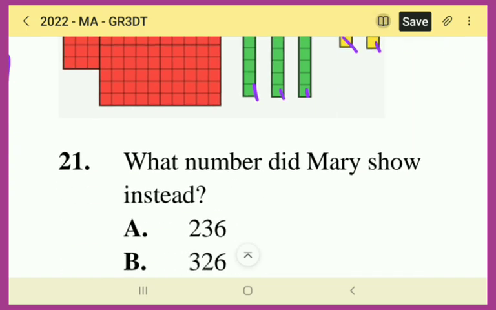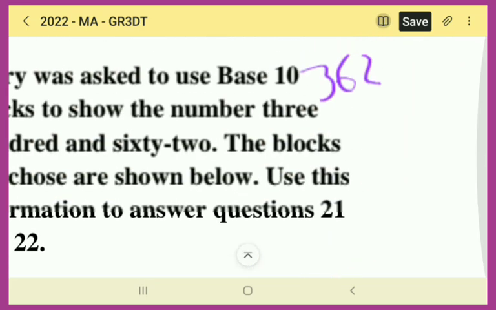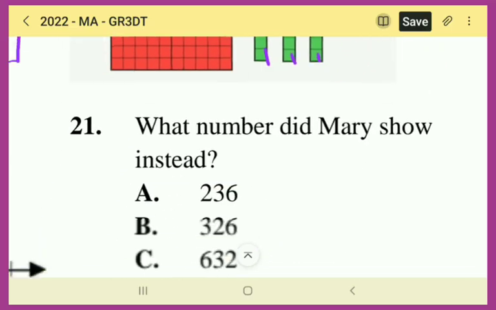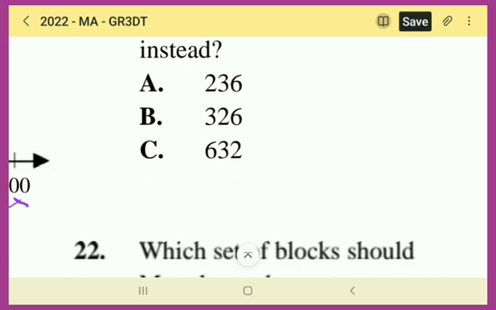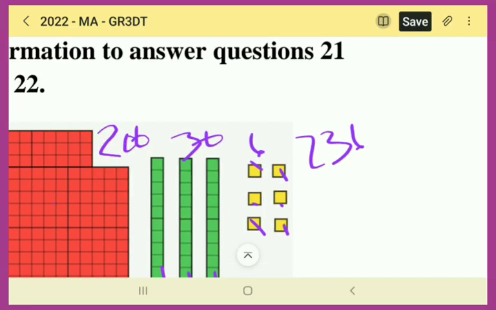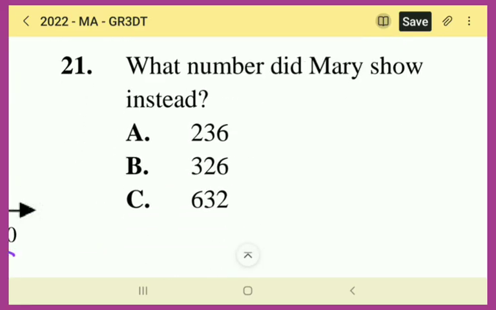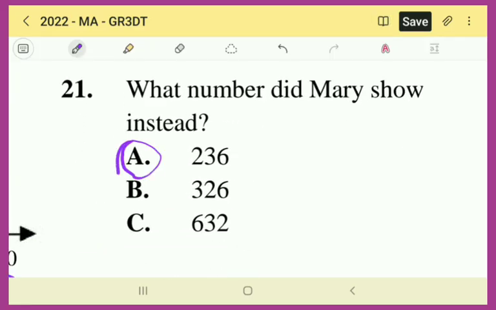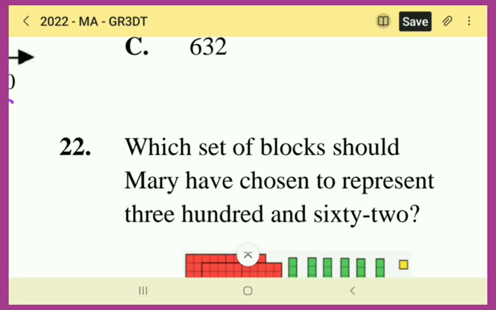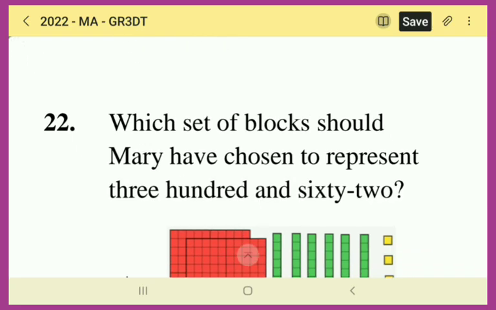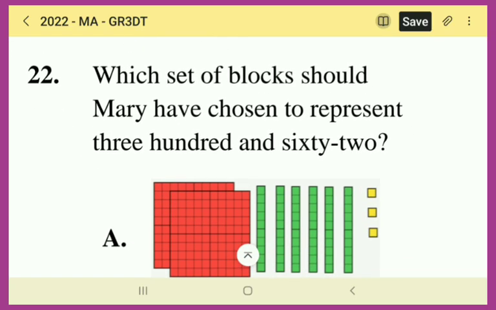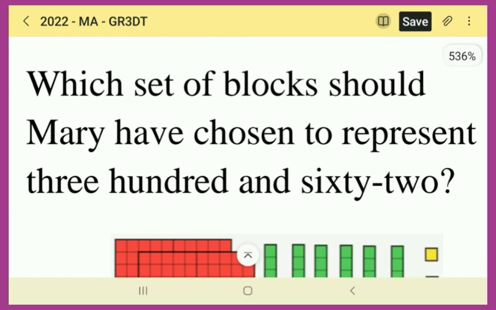What number did Mary show instead? Oh, we've got it, 236. Let's see if we find it. Where is that? 236, which is at A. 22. Boys, read up for me quickly, loud and strong. Hearing you. Good job. Read on. Yeah, let's go together now.